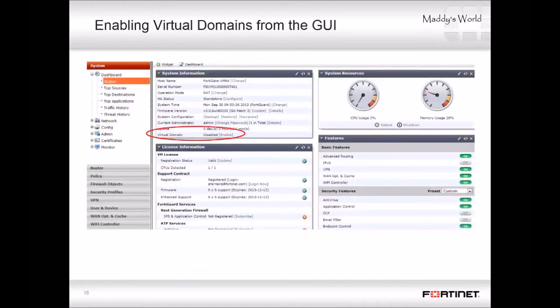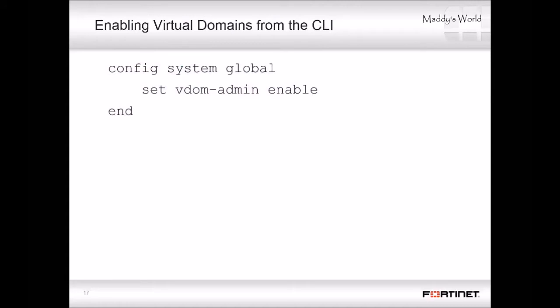To enable VDOMs when you are logged into the GUI, in the System Information widget on the dashboard, in the Virtual Domain row, click the Enable link. This won't reboot your Fortigate, but it will log you out. Enabling VDOMs restructures both the GUI and CLI, which you will see when you log in again. Alternatively, to enable VDOMs when you are logged into the CLI, enter this command. Again, you'll see the new structure of the CLI and GUI when starting your next administrative session.